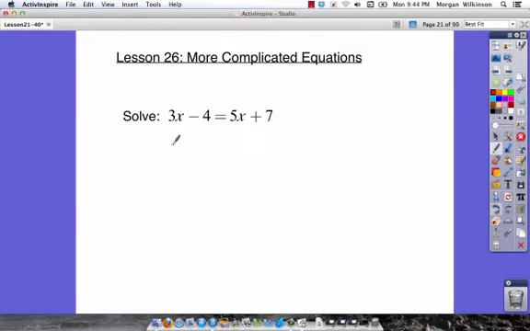Lesson 26 is about more complicated equations, so we're going to take what we learned in Lesson 25 and apply it to problems that have a little bit more complexity. So our first problem is 3x minus 4 is equal to 5x plus 7.